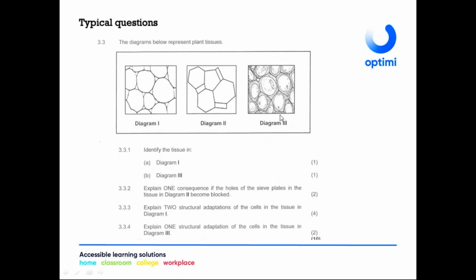In diagram 3, the cells are tightly packed together with very little intercellular space in between them. So this means diagram 3 represents collenchyma tissue. So when you're given a diagram and asked to identify what structure it represents, you look at the characteristics that you have learned of that particular tissue and see if it fits the specific tissue. That will help you identify the diagrams.